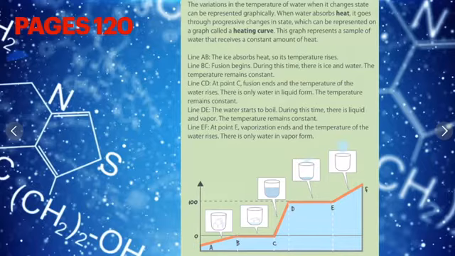That is this one right here that you observe, okay? And this information says, the variations in the temperature of water when it changes state can be represented graphically. When water absorbs heat, it goes through progressive changes in state, which can be represented on a graph called a heating curve. This graph represents a sample of water that receives a constant amount of heat.